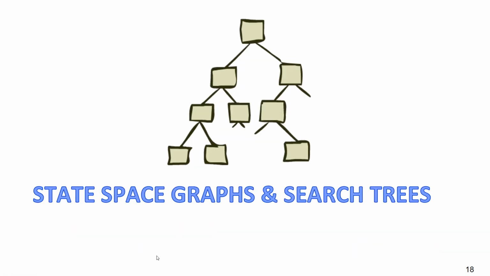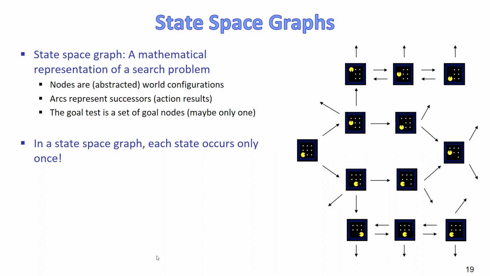Okay, now we will start to talk about the solution for search problems. And when we talk about solutions for search problems, we need to get familiar first with two data structures that we will use as ideas. We will not actually build them in memory, but we will use them as ideas: the state space graphs and the search tree. So from the name state space graph, I'm sure that you are familiar with graphs, right?